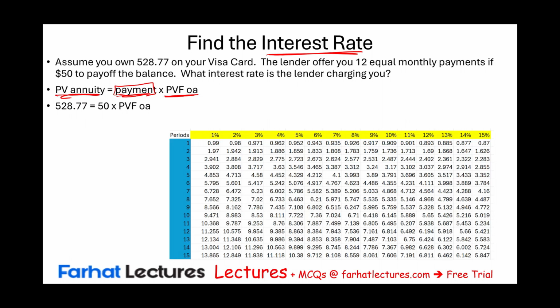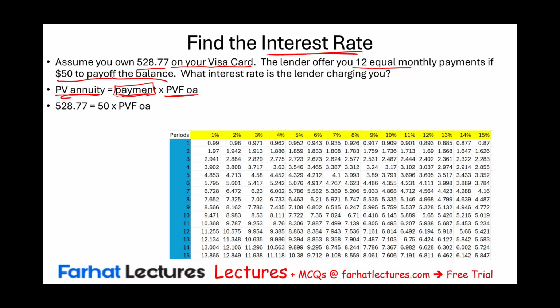So let's assume you owe $528.77 on your Visa card. This is how much you owe the credit card company. So you can pay them today this amount. So this is the present value of your loan. $528.77, because if you write them a check today, they will accept $528.77 and they would reduce your amount down to zero. The lender offers you 12 equal payments of $50 to pay off the account. So if you pay $50 12 times, they would say, we'll pay off your balance.